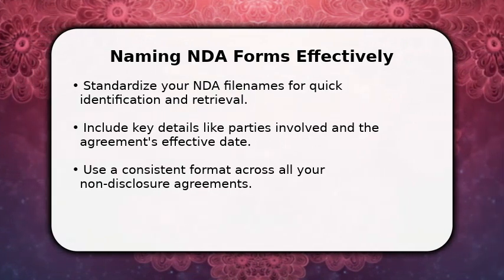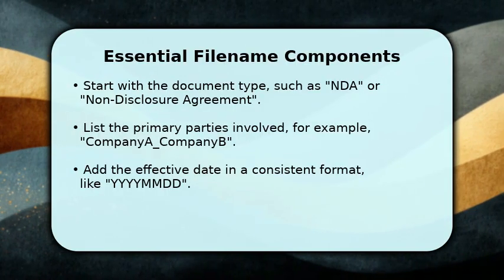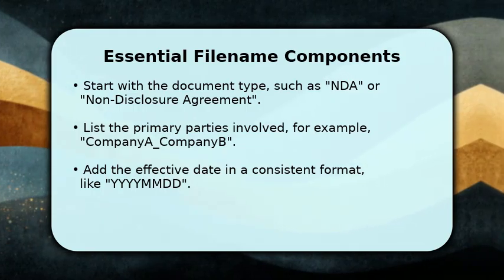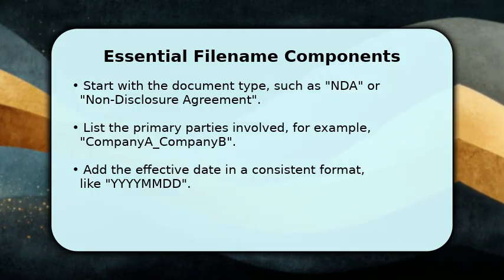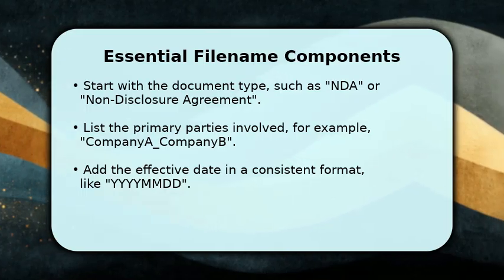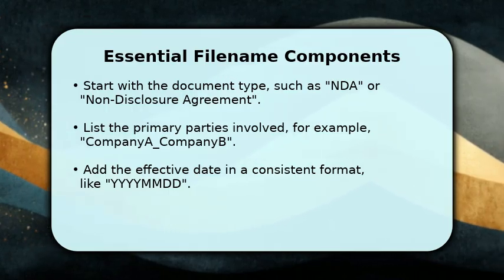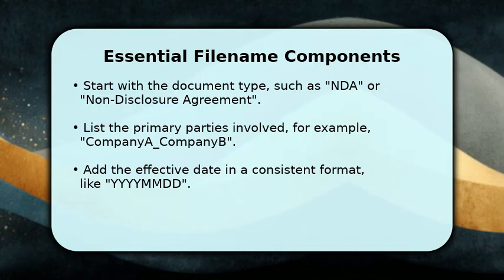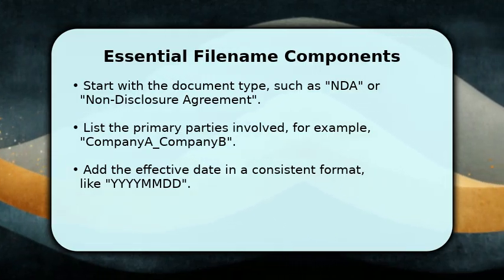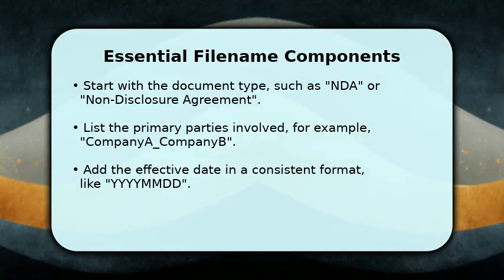potential confusion. When naming your NDA forms, incorporating essential details directly into the file name is crucial. Begin with NDA to clearly state the document type. Next, include the names of the two primary parties involved, separated by an underscore or hyphen, for instance, Acme Corp Innovate Inc. Finally, add the effective date in a year-month-day format, such as 2025-09-27, to provide a clear timeline. This structure ensures every file is self-explanatory.